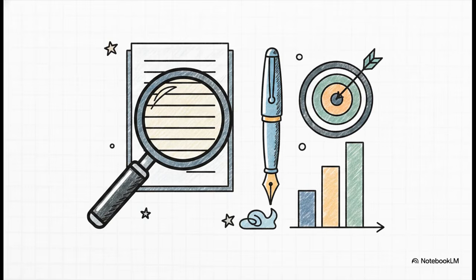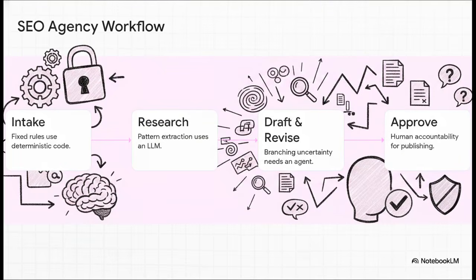I know that can sound a bit abstract, right? So let's make this incredibly concrete. To prove how this workflow to architecture translation actually works in practice, let's map out a real-world scenario. We're going to use the daily operations of an SEO content agency as our case study here. So here is how that agency operates when the system is actually designed correctly. Step 1. Intake and qualify the client request. That's a fixed rule, so we just use deterministic code.